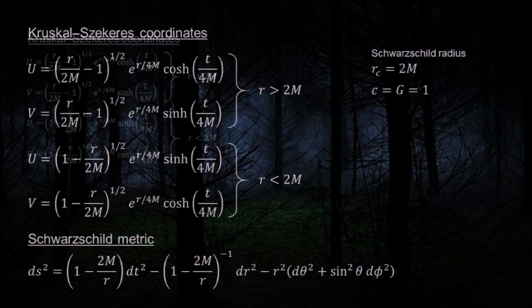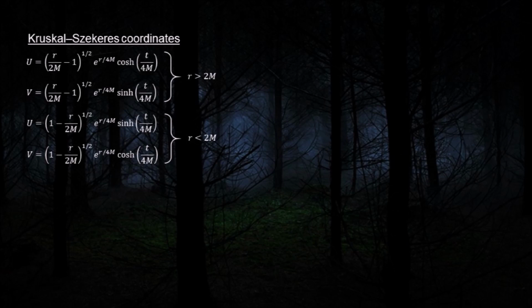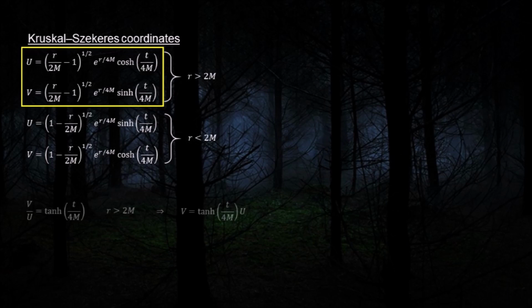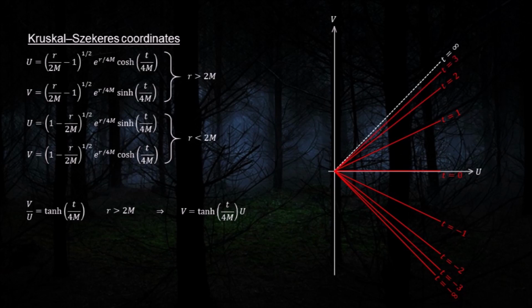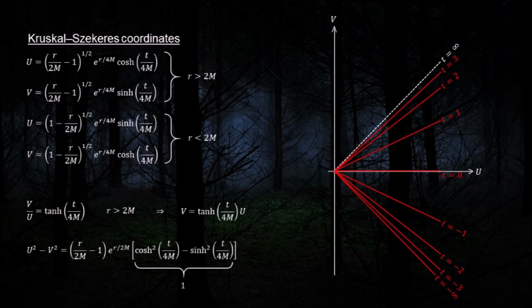To see how the spacetime diagram for r and t relates to a spacetime diagram for u and v outside of the Schwarzschild radius, we first observe that v over u depends only on t. In other words, the relation between v and u is a straight line through the origin with a time-dependent slope. The second observation we can make is that the expression u squared minus v squared is a function that depends only on r, which is nothing but a hyperbola.